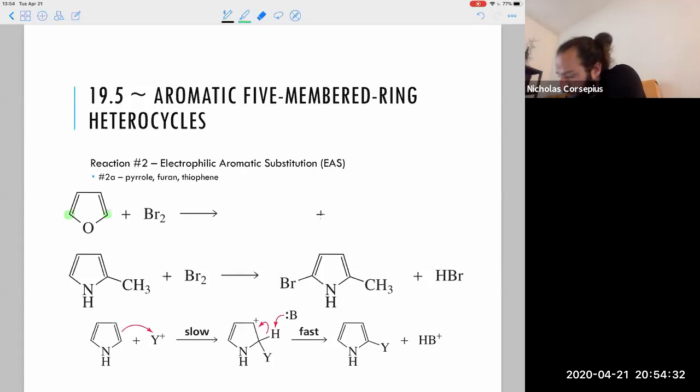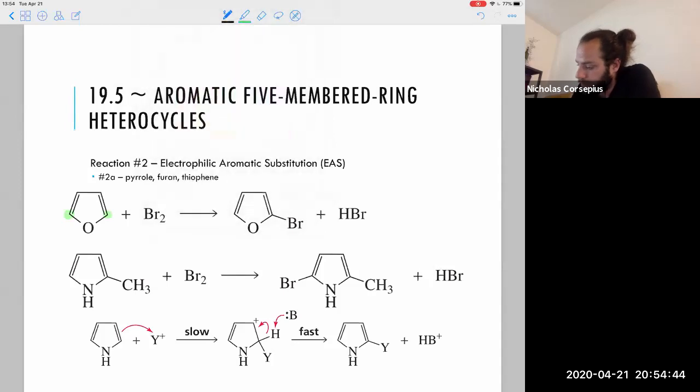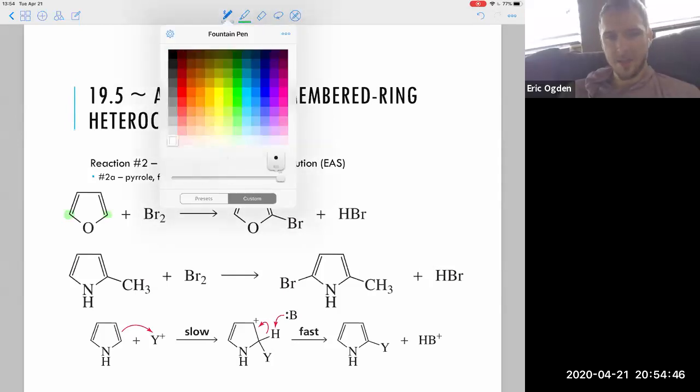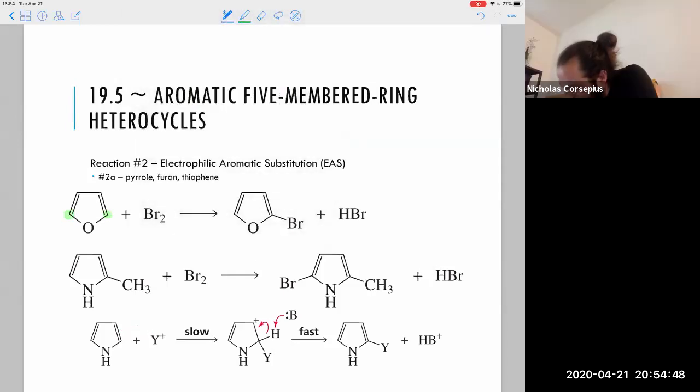In the case of furan, we react it with bromine, and we get bromination of that C2 carbon. Again, this is just your electrophilic aromatic substitution reaction. We don't need a catalyst. We'll get to that in a second, and we'll see why that is. Let me wipe this out because we want to go through this step by step.